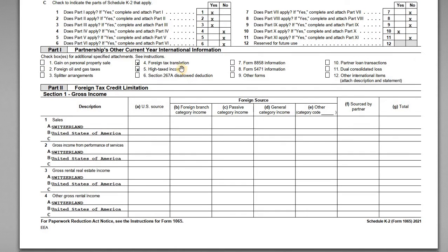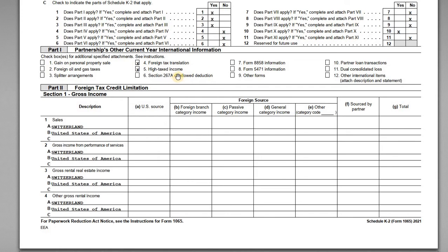Now, Part 1, the pieces that we have to use under this fact pattern, the foreign tax translation and high tax income. So the foreign tax translation, this is happening because we have foreign tax credits that are passing on to the partners. And when you have foreign tax credits, they have to be translated to US dollars. And so you have to show the IRS how you came up with those translations, right? What is the currency exchange rate you use to be able to arrive at that US dollar amount?